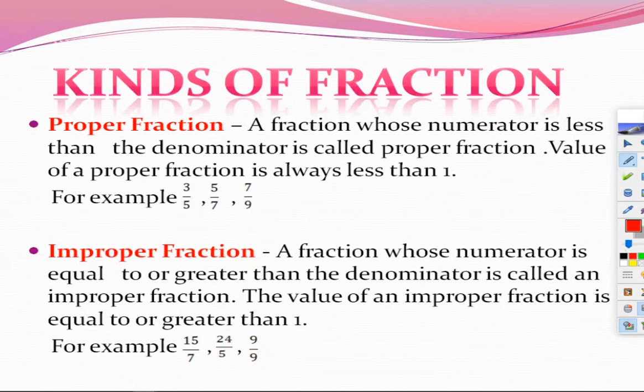Next is improper fraction. A fraction whose numerator is equal to or greater than the denominator is called an improper fraction. The value of an improper fraction is equal to or greater than 1. Here are some examples you can see: 15 by 7, 24 by 5. Here the numerator is greater than the denominator and its value is greater than 1. One more example you can see: 9 by 9. 9 by 9 means it is equal to 1. So it is also an improper fraction.